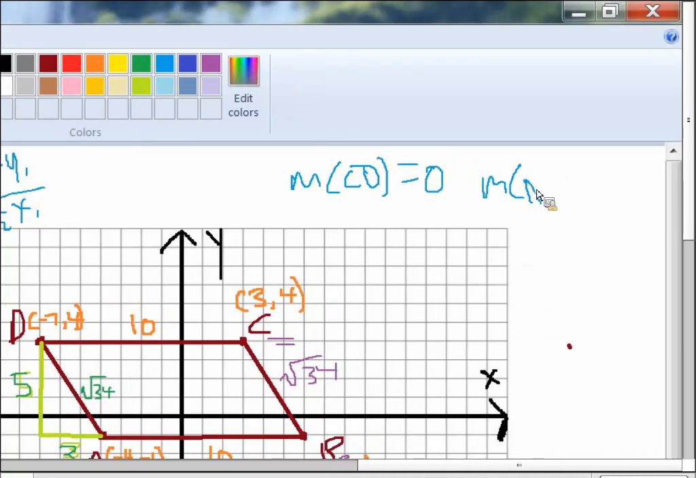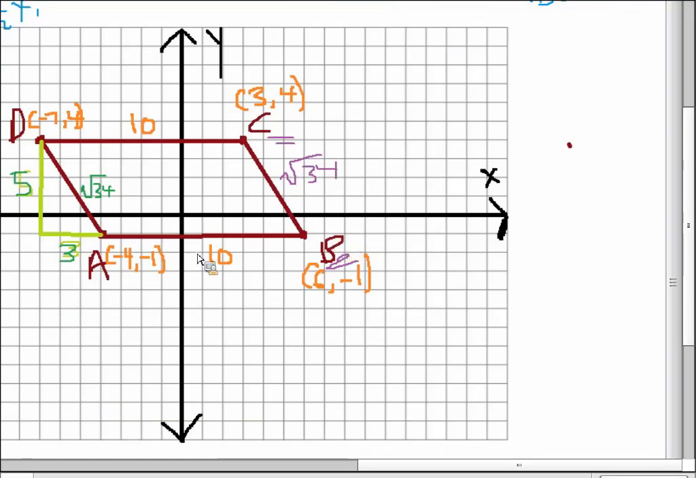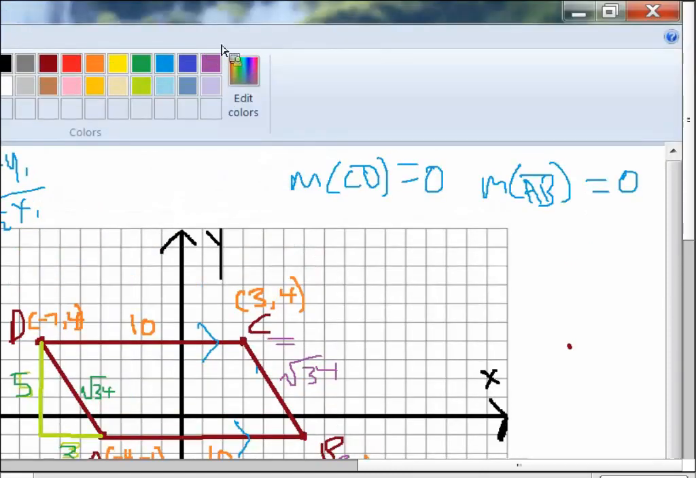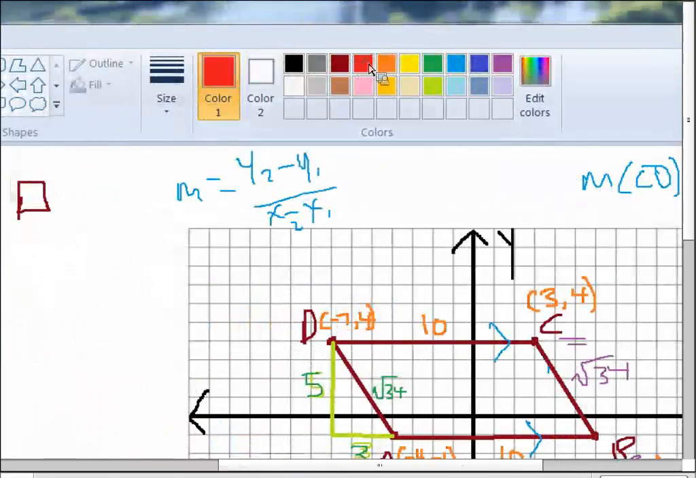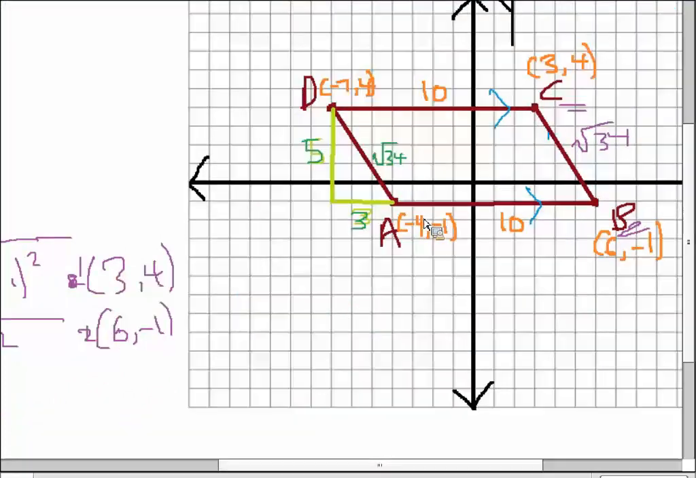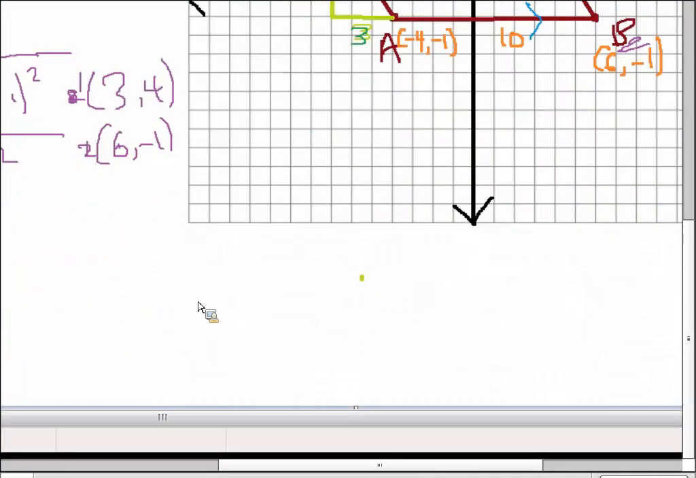What's the slope of AB? Also 0, right? Same reason. It's flat, exactly. All right, so we've got this is parallel to this because they've got the same slope. Well, now let us try, I'm running out of colors here, let's try red now. Now let's try the slope of AD and CB.